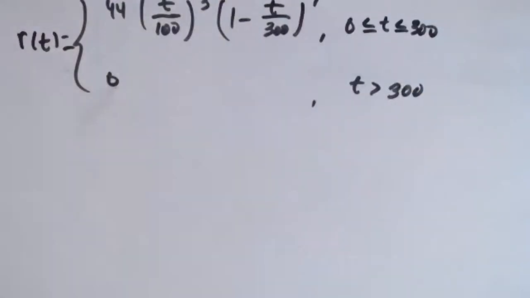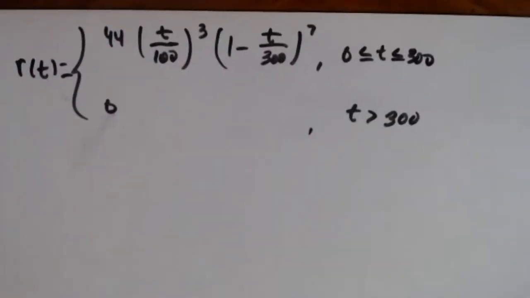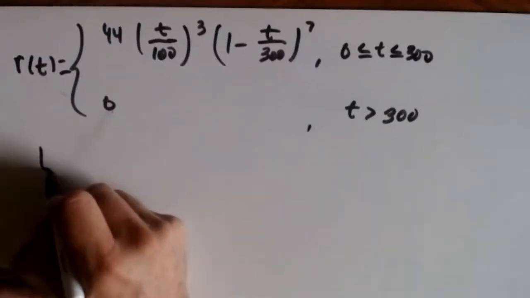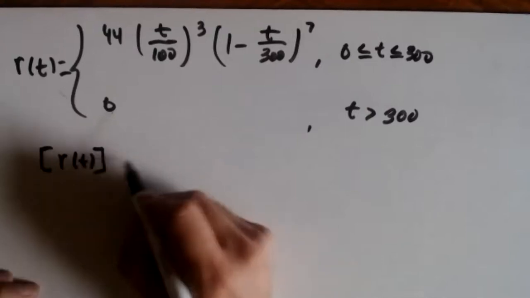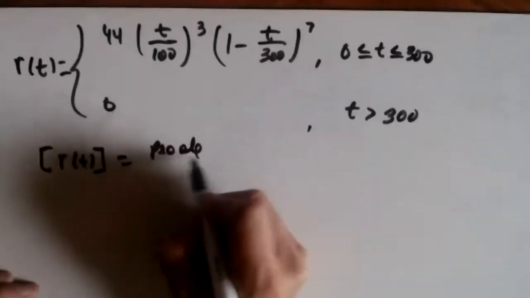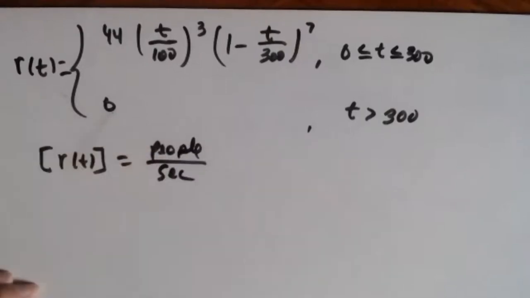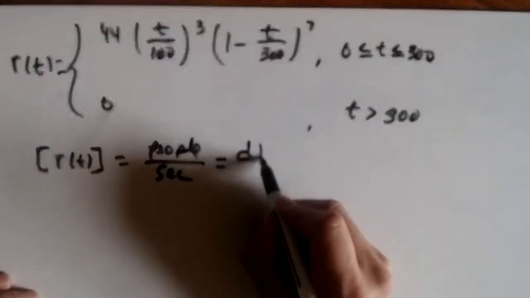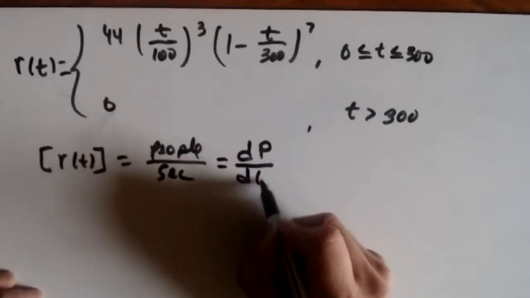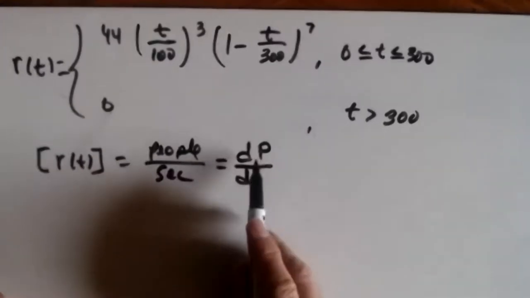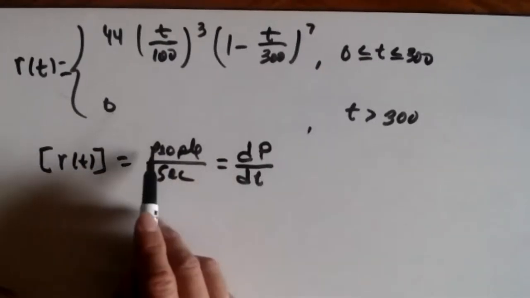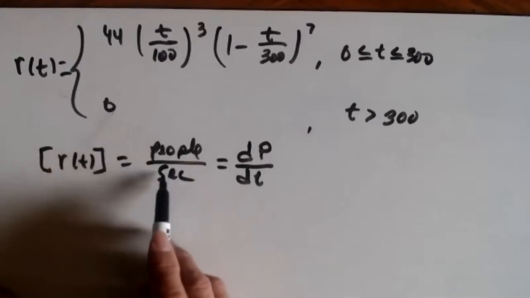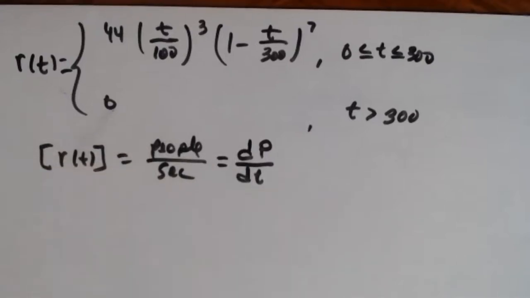And of course, the units of r of t are people per second, right? So this is the derivative of something that we are going to name P. P is the number of people, right? Number of persons per time. Because these units are people per time, this is dP/dt, correct? It's immediately what you have to pretty much catch when you read the problem, correct?